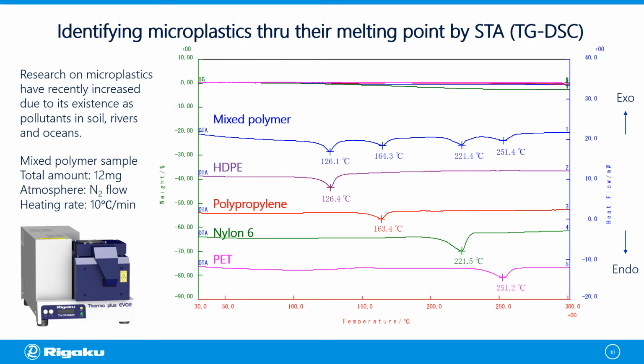The mixed polymer STA result reveals endothermic peaks at 126 degrees centigrade, 164 degrees centigrade, 221 degrees centigrade, and 251 degrees centigrade that correspond to the melting peaks of PE, PP, nylon 6, and PET, respectively. If the MPs have melting peaks that can be observed individually at different temperatures, then we are able to identify the polymer material from their melting behavior using the DSC method.